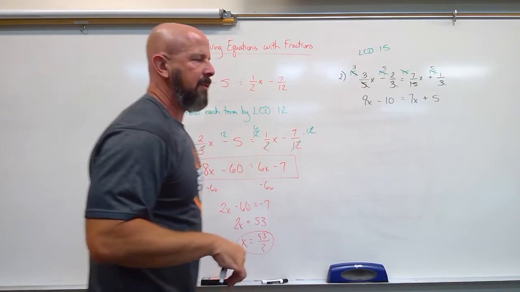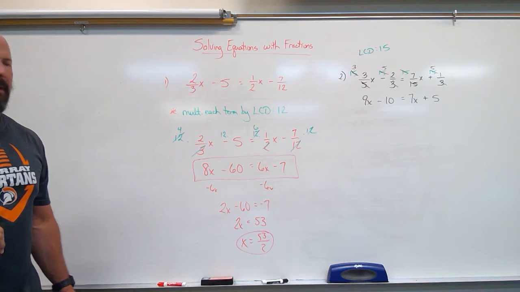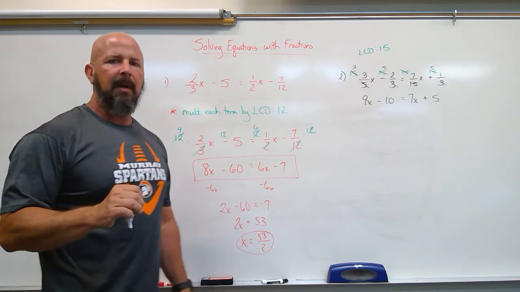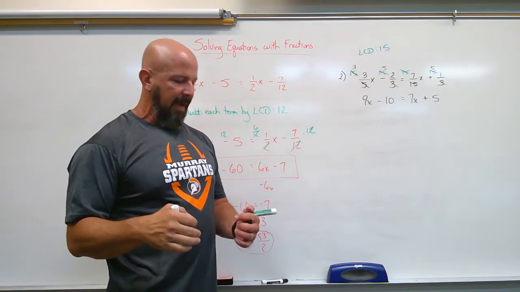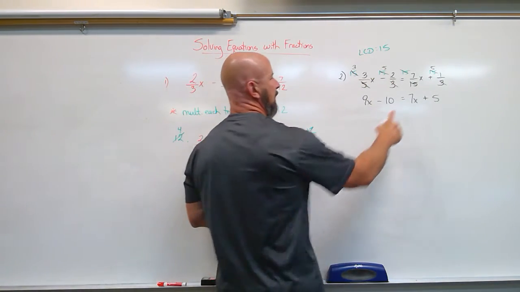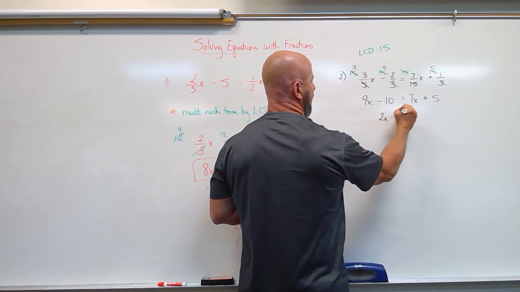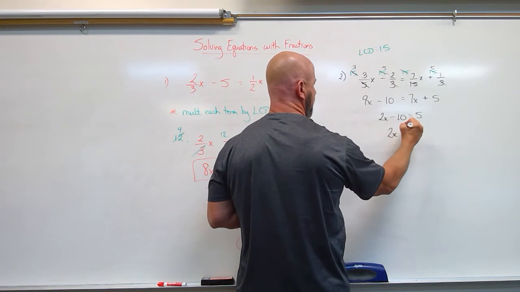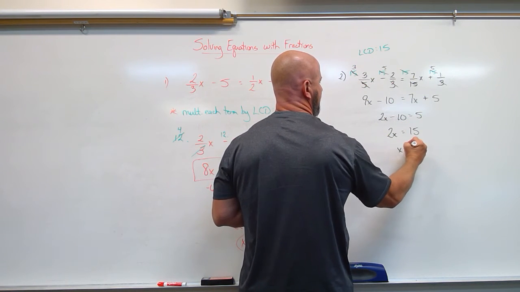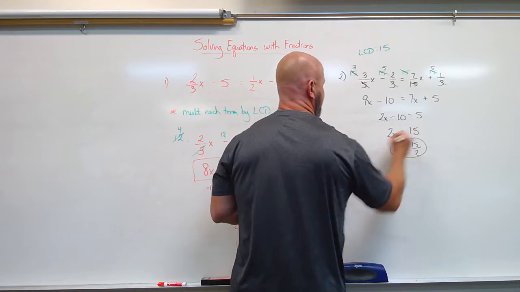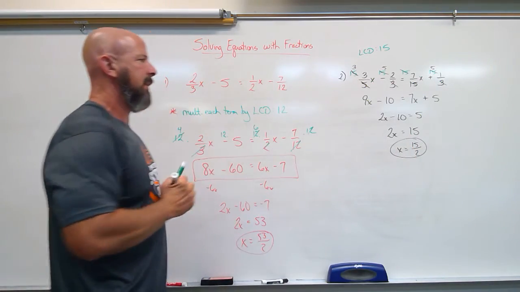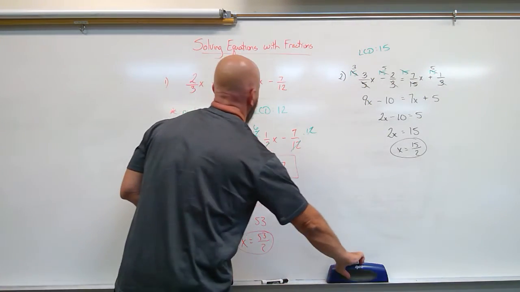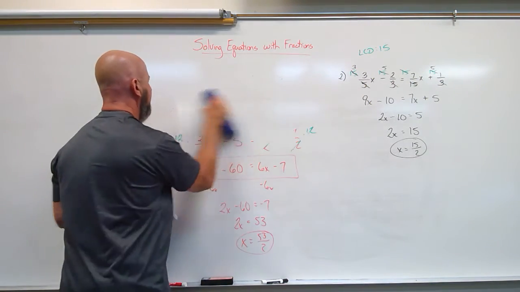And there we're getting back to a little bit more familiar equation. So the goal again: multiply by that common denominator. It's going to get rid of all of our fractions that are in our way. Now I'm just combining like terms. 2x minus 10 is 5. Add my 10 over. 2x is 15. X is 15 halves. So we're going to use that common denominator and eliminate those fractions.